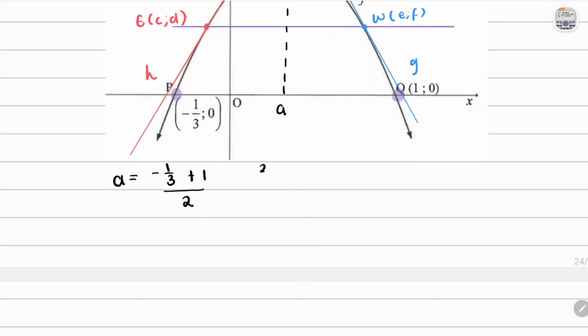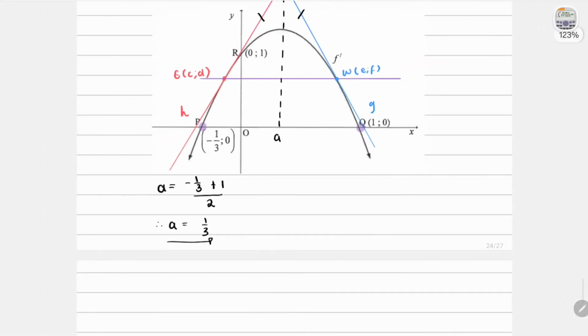And then we know that's going to be 2/3, and then it's multiplied by a half. 2 and 2 would cancel. And now we can see that A is simply equal to 1/3. And that is our answer.